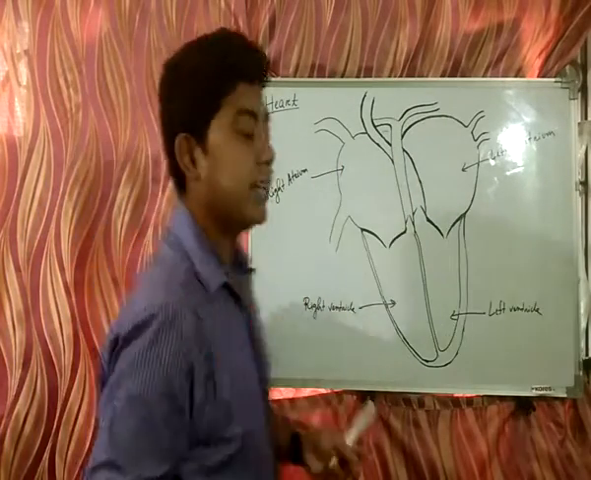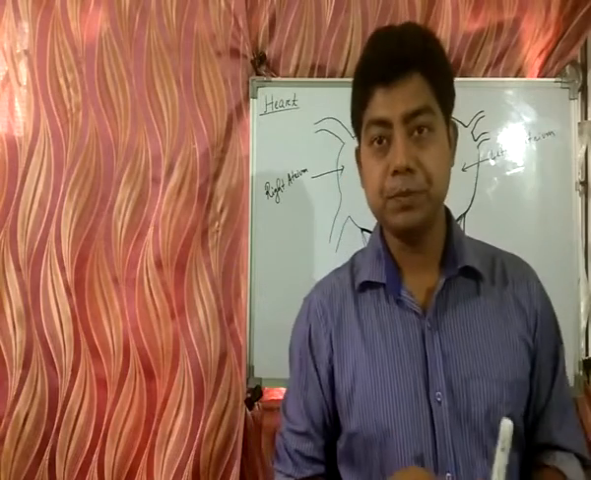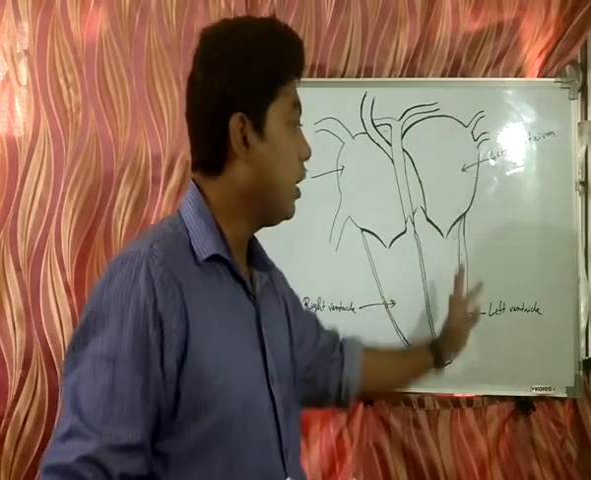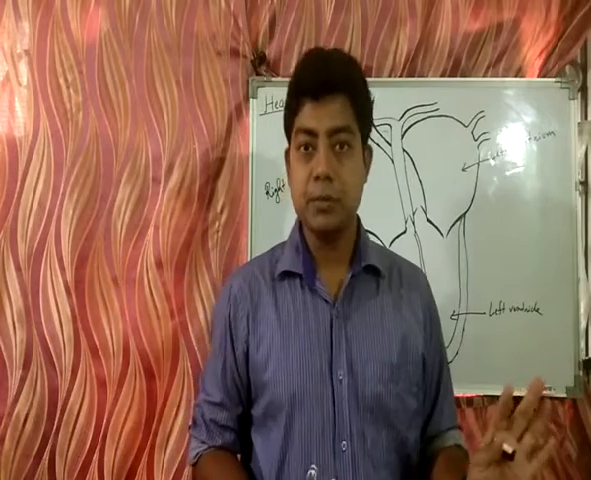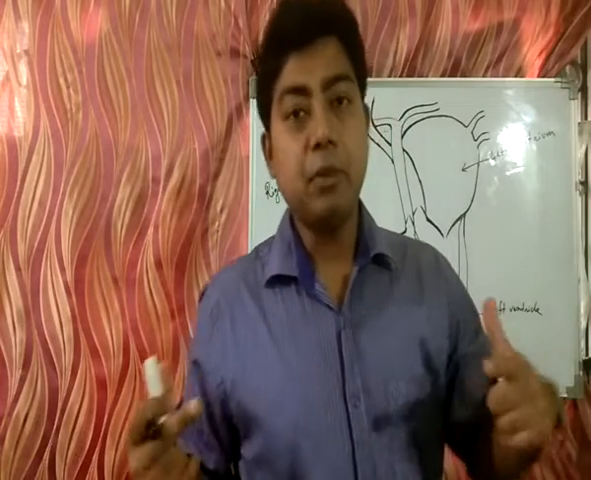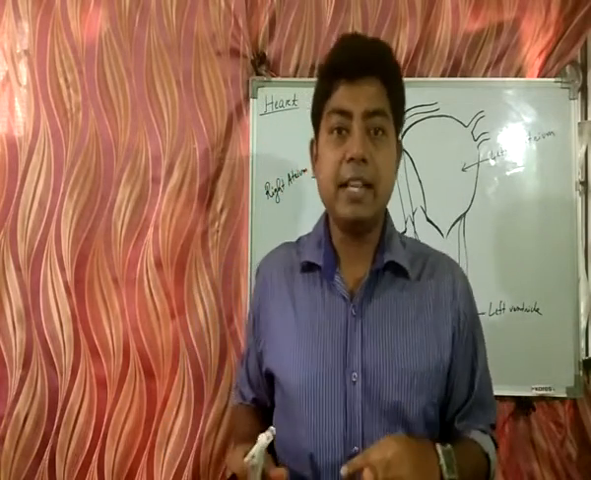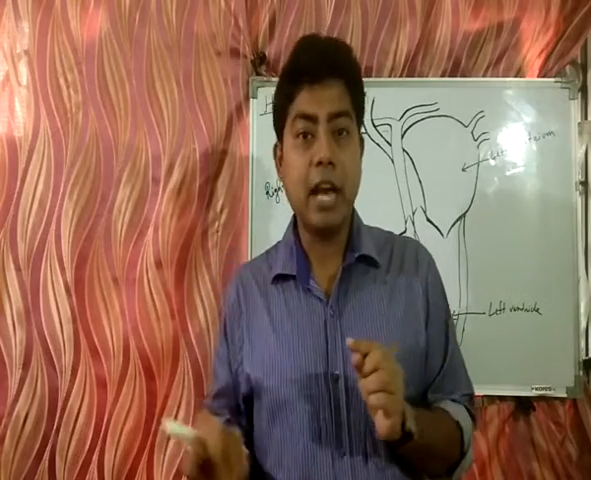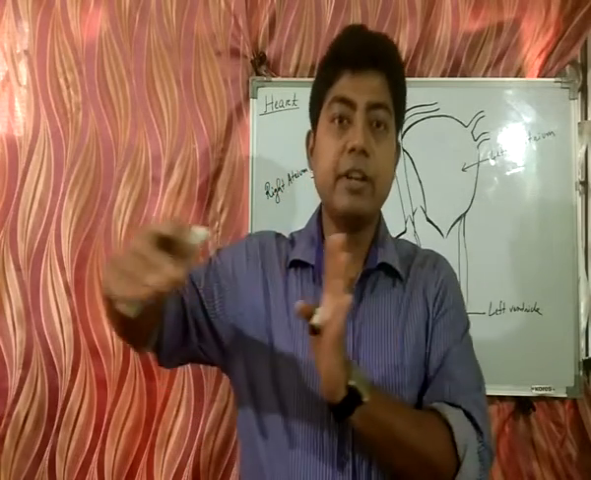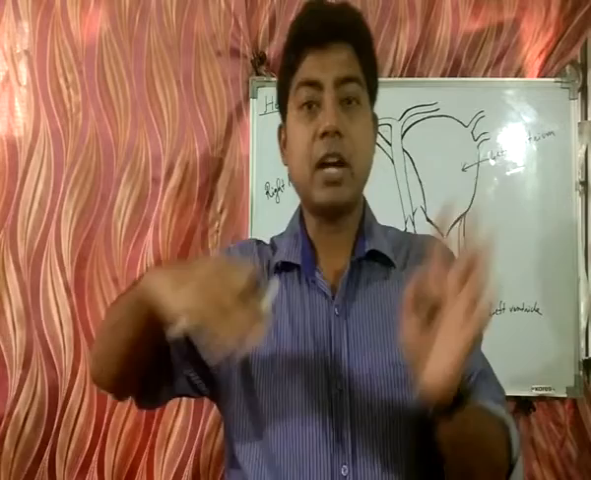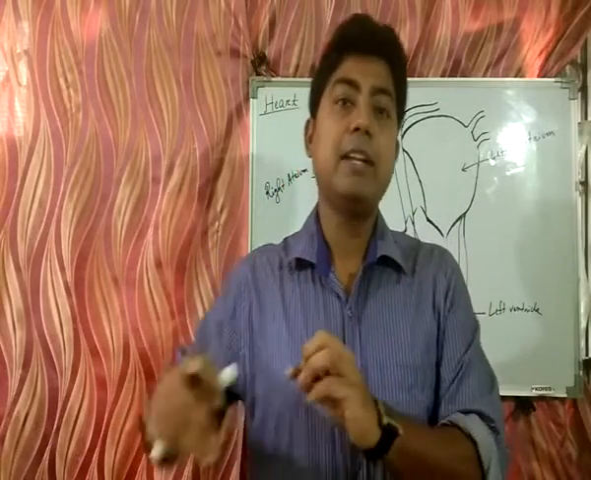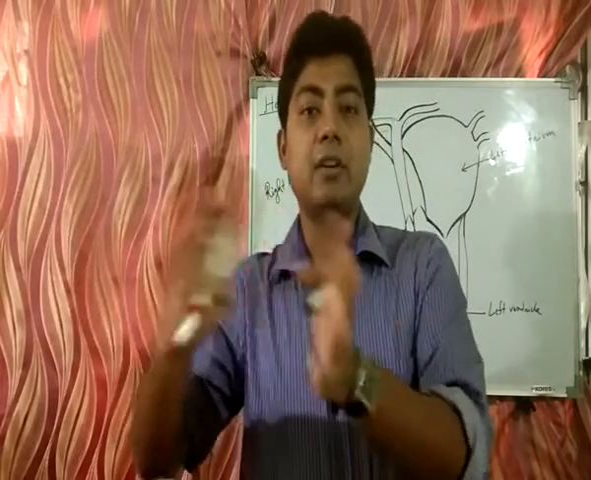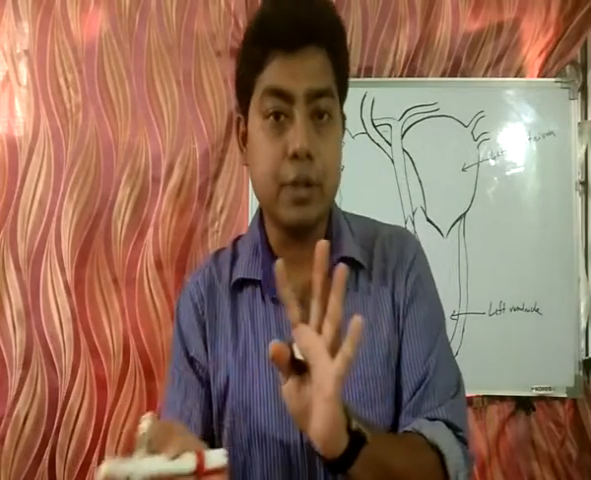This right part contains deoxygenated blood, and this left part contains oxygenated blood. Through the different metabolic reactions in our cells, carbon dioxide is produced, and it is carried with the help of blood and released. First it comes to the heart, then the heart pumps it to the lungs, and in the lungs the exchange of carbon dioxide and oxygen occurs.